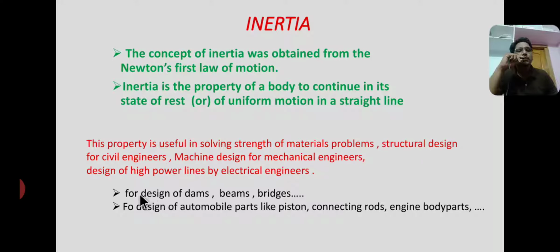Now these are the examples for design of dams, water tanks, beams, bridges, and like this. For determination of deflection of beams, the value of inertia is very important to estimate the deflection and strength of beams and dams. For design of automobile parts like piston, connecting rods, crankshafts, engine parts and body parts like that.